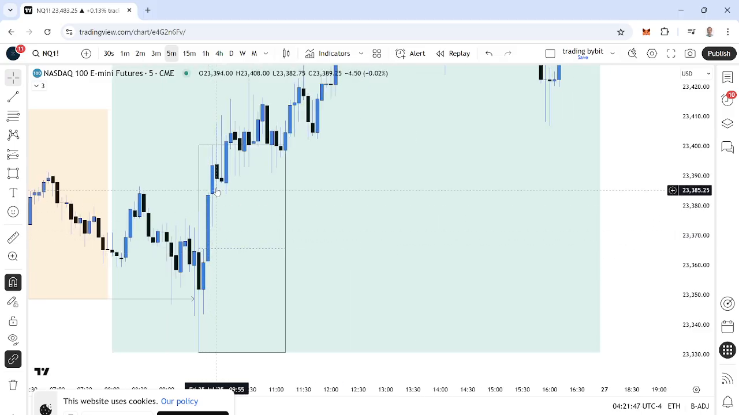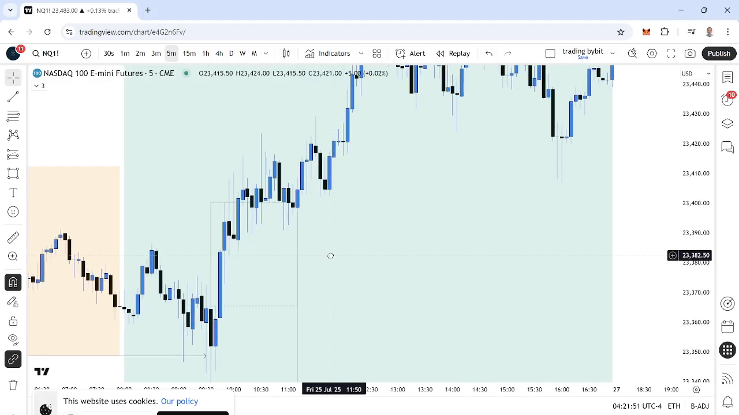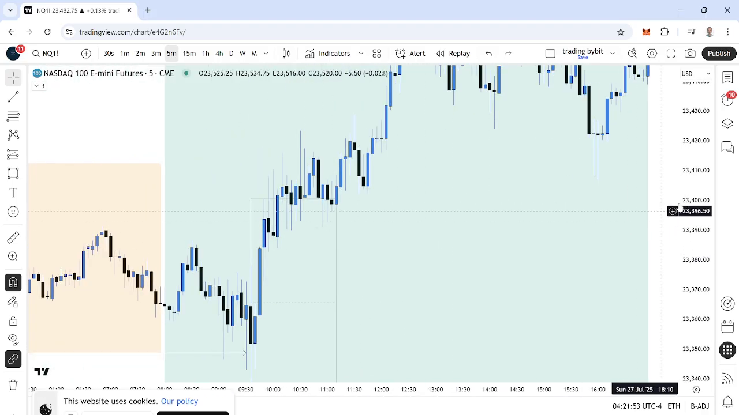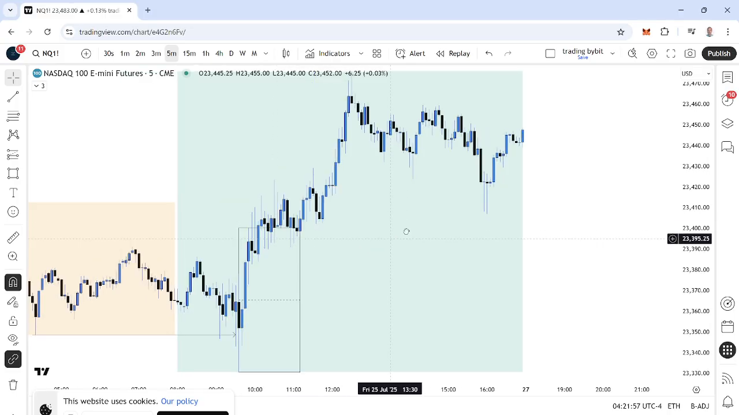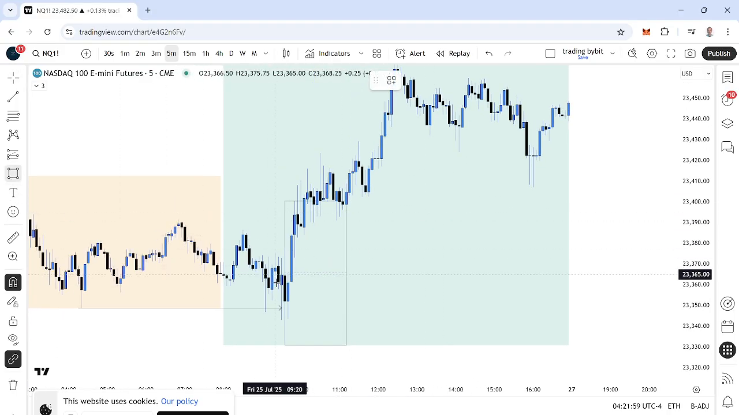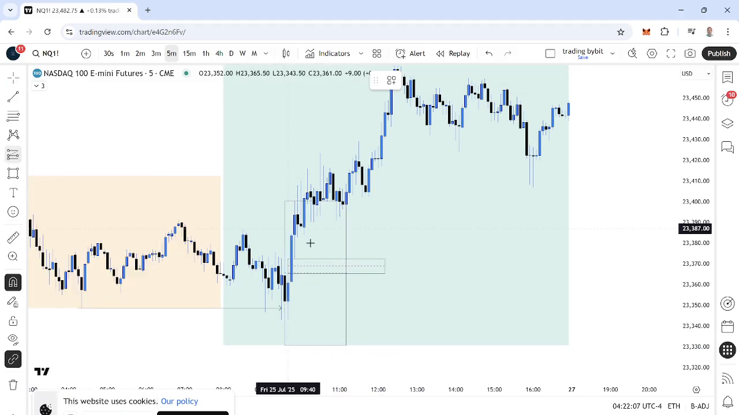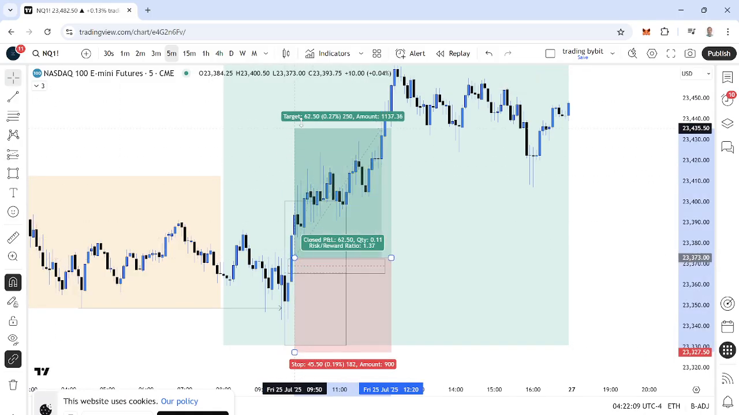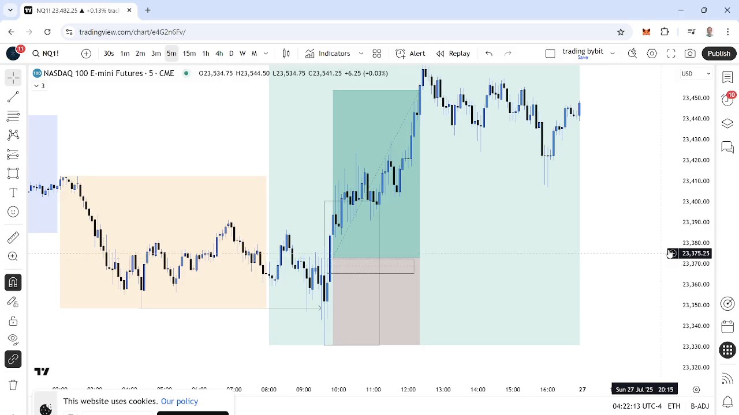There was one in here, we did not get tapped, so there would be no entry model here. You would have missed this one. Was gonna be a nice move, but that's it. So you need then a 5 minute FVG here. This needs to be tapped and that's your entry model. Stops at a low. But if we don't have it, if it doesn't get tapped, that's it. You don't have that entry model.